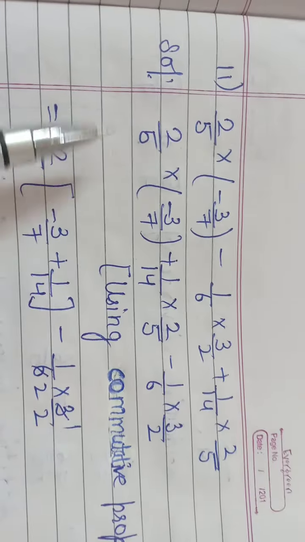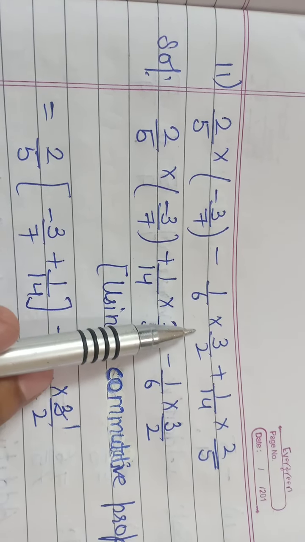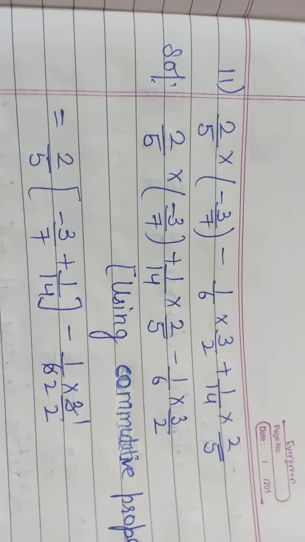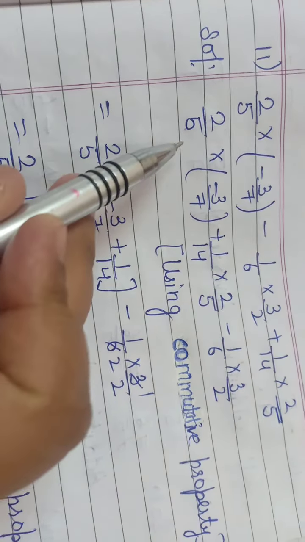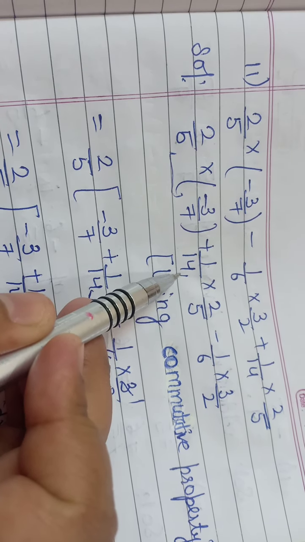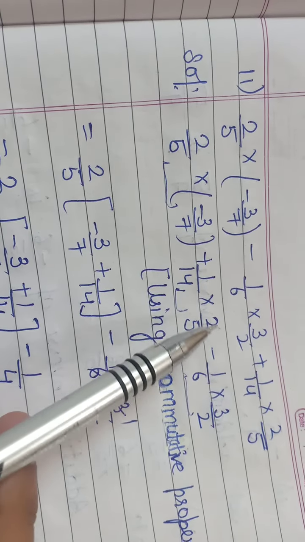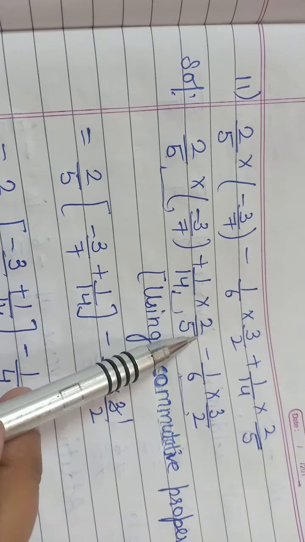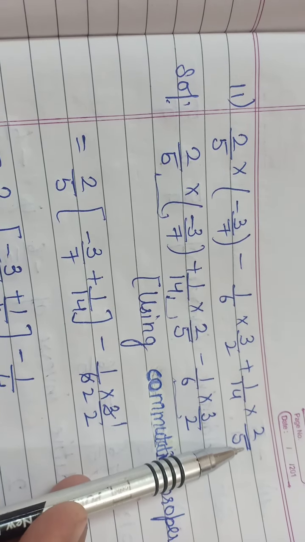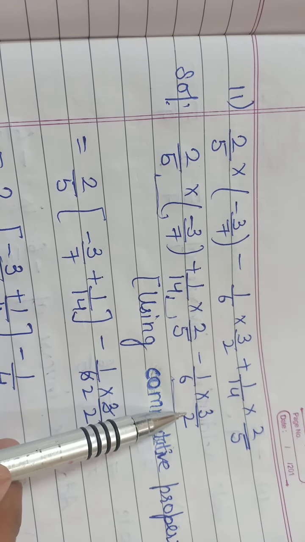So next is 2 by 5 into minus 3 by 7 minus 1 by 6 into 3 by 2 plus 1 by 14 into 2 by 15. So again here there are three terms. One is this, second is this, and third is this. So we can see that 2 by 5 is common in these two terms, so we can take this term as first and it is last.